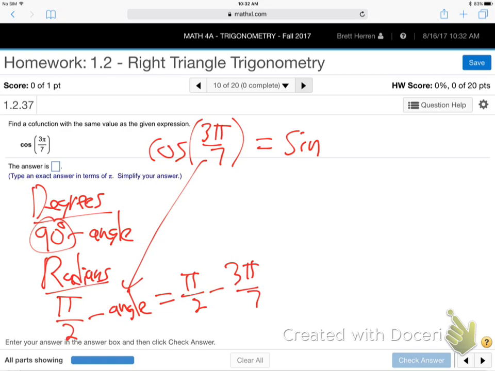It's like if somebody gave me 10 degrees, I would go, okay, the other one's 80. 90 minus 10, the other one's 80. Right? You just subtract from 90. So if they give me 3 pi over 7, I subtract from pi over 2. Now, how do we do that?